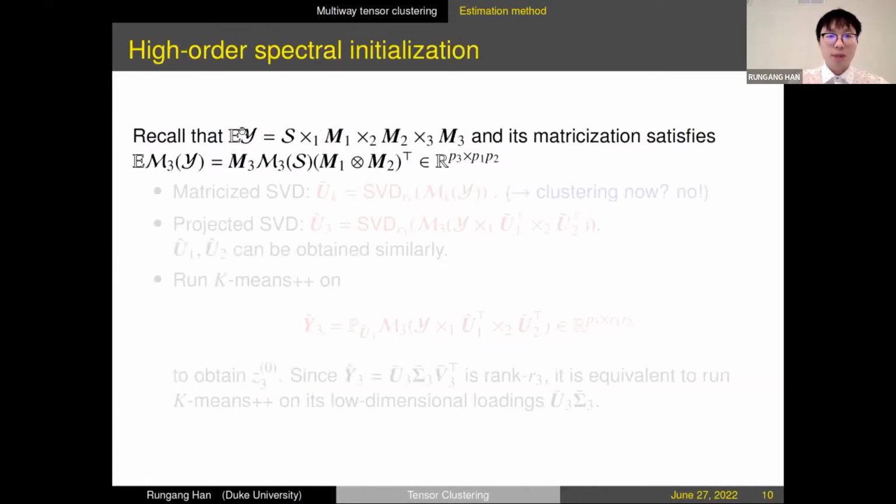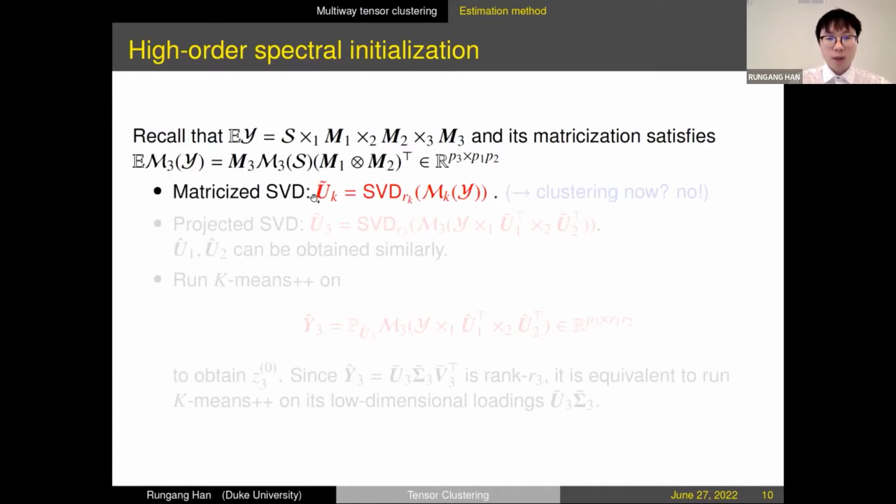Recall that the expectation of our observation tensor Y can be written as this tensor-matrix product. If we materialize it in one direction, say the third direction, we obtain a matrix with dimension p3 by p1 times p2. You can see that the left singular subspace of this matrix has some information about M3. So we can directly try to do the SVD on this materialization.